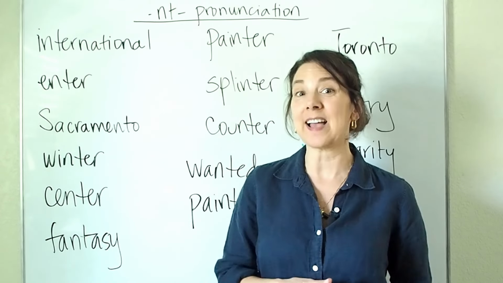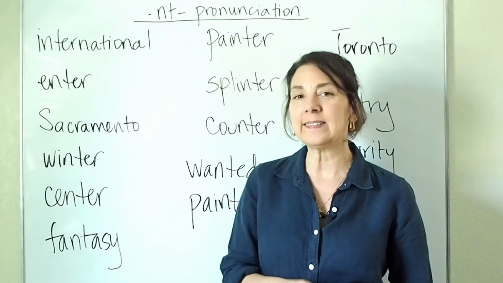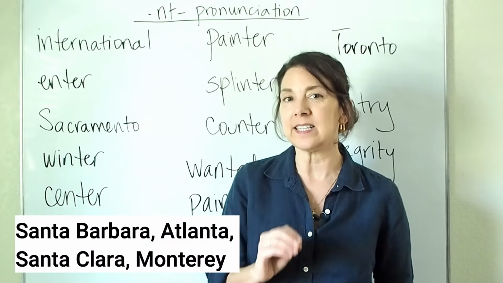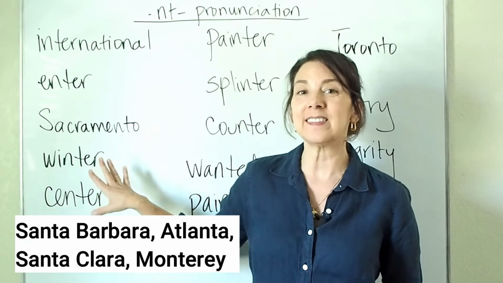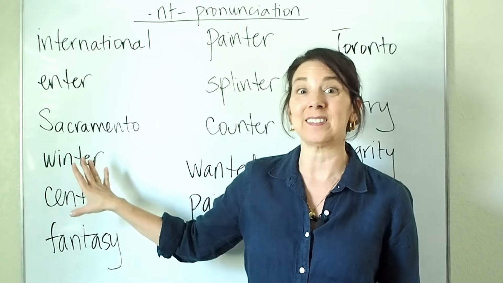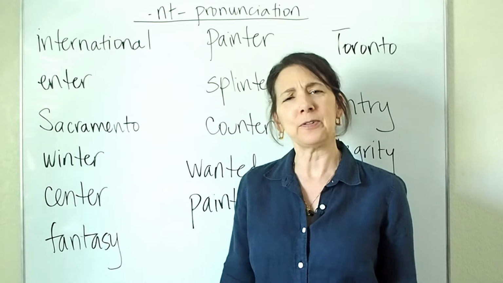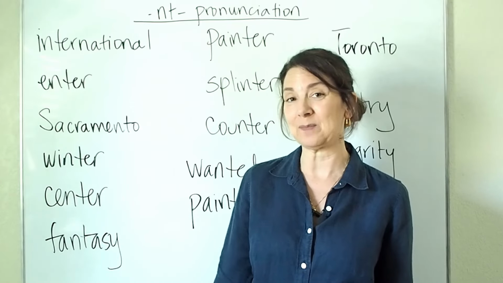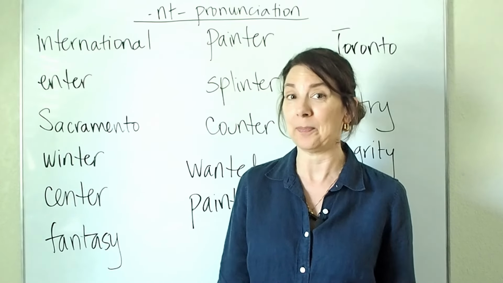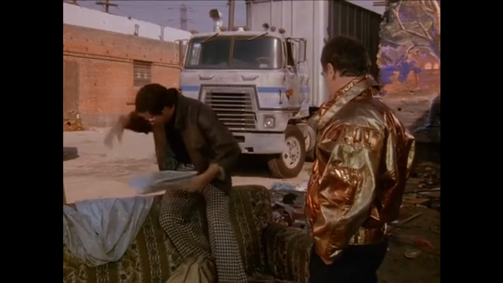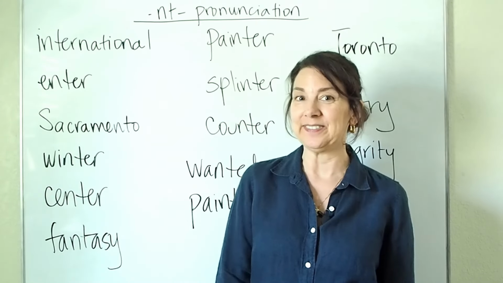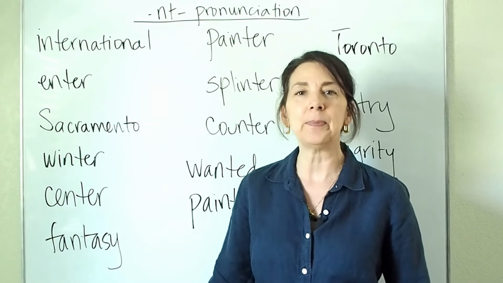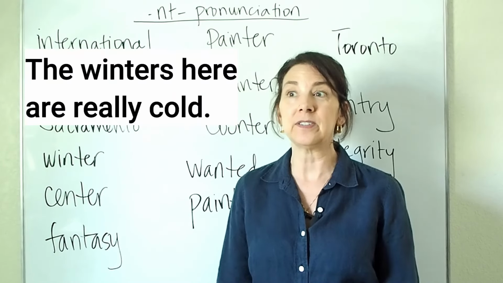Okay, next we have Sacramento. There are many cities that have NT, and in that case, the T is usually dropped. Now, this is the city where I live, so I deal with this a lot because a lot of my students will say, Professor, why do people say "Sacramenno"? There's a T there. And then I have to explain that that's because we often drop the T. Sacramento, California. Okay, winter. Now, a lot of people say winter, but when we're speaking quickly, it often happens that we'll say "winner". The winters here are really cold.